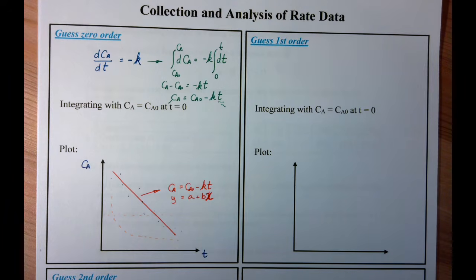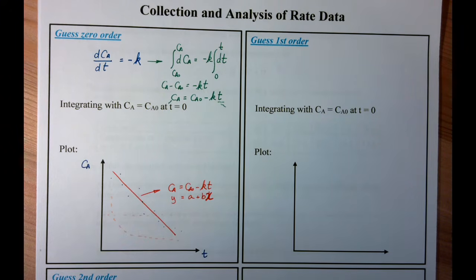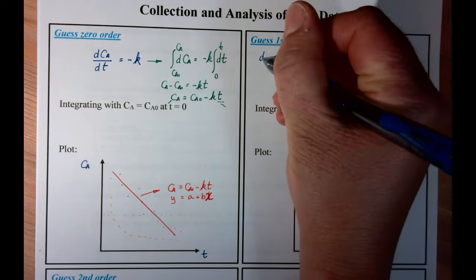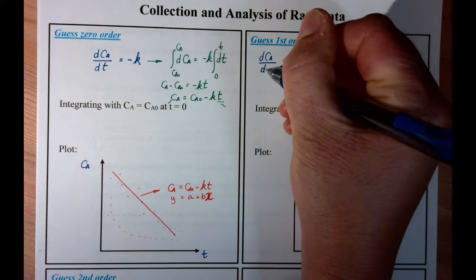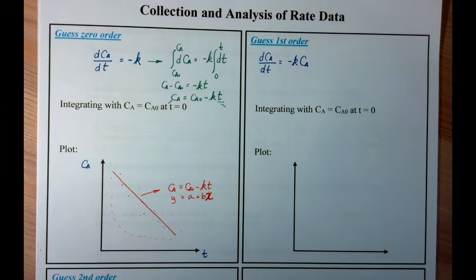Okay, so let's assume that your experimental data do not fall on a line with a slope of minus k. Then you'd have to guess that the order is not 0, it has to be something else. What if it were first order? Same thing, we'd start with a first order reaction: dCA/dt would be equal to minus k times CA.